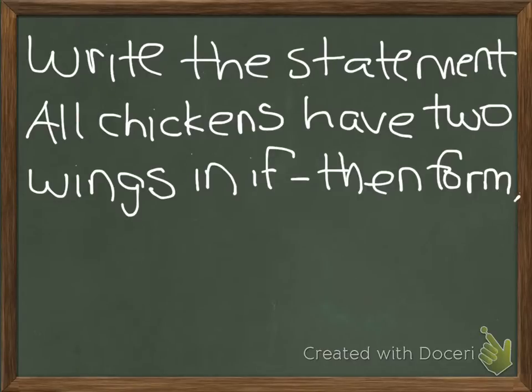Here we need to write the statement in if-then form. So all chickens have 2 wings. So think about if you have a chicken, then it has 2 wings. Or if it is a chicken, it has 2 wings.